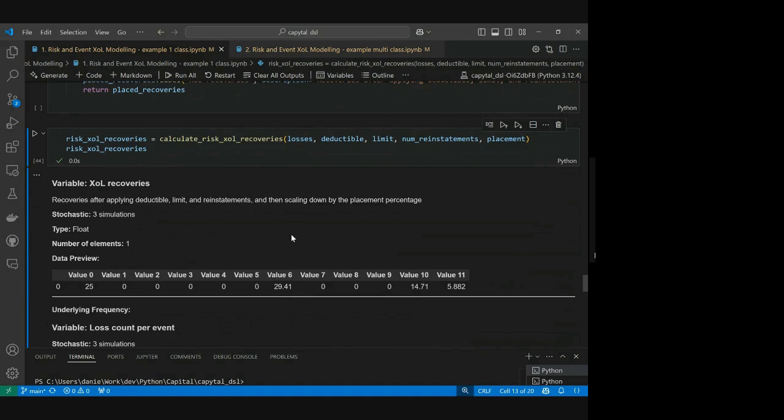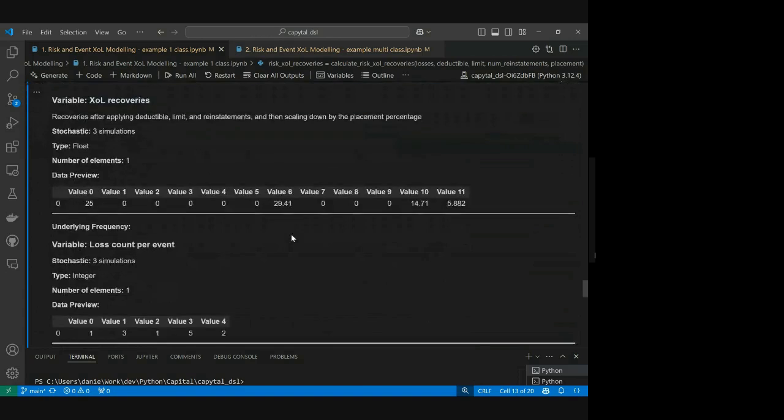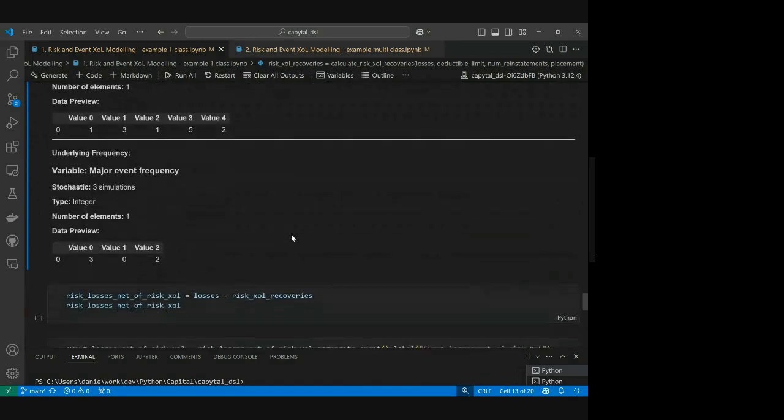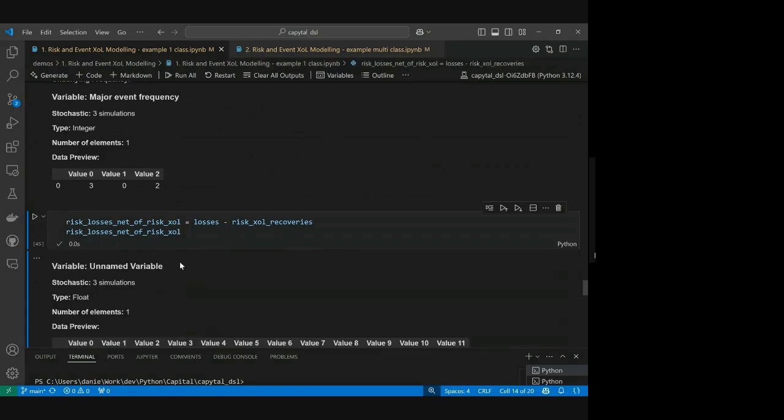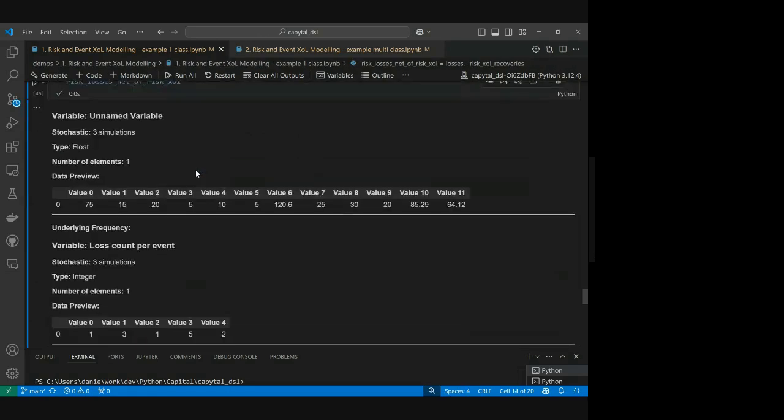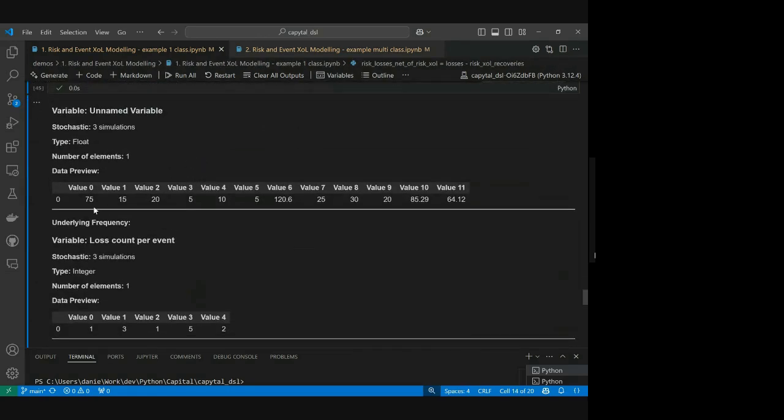And typically the risk XoL will apply before the per event cover. And so we'll want to net off the risk XoL recoveries from our losses to get losses net of risk XoL. If we have a look at this, we'll see we've got this reduction, 100 goes down to 75. Here our 150 has gone down to nearly 120.